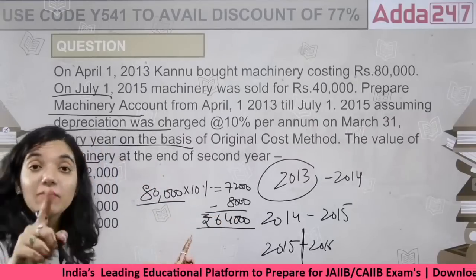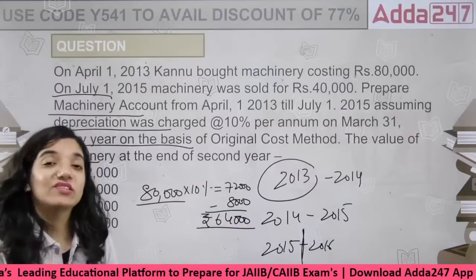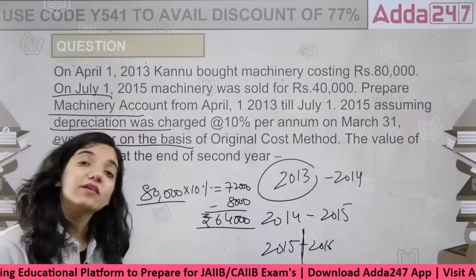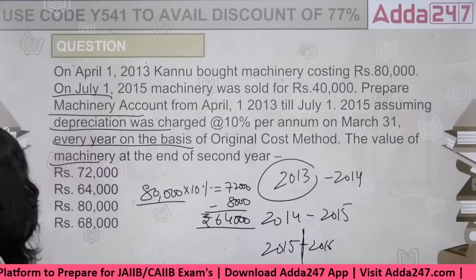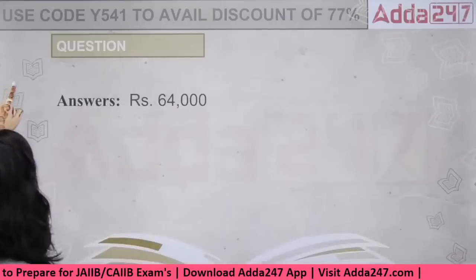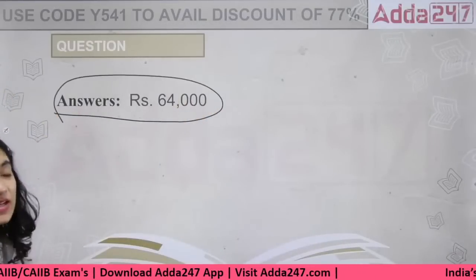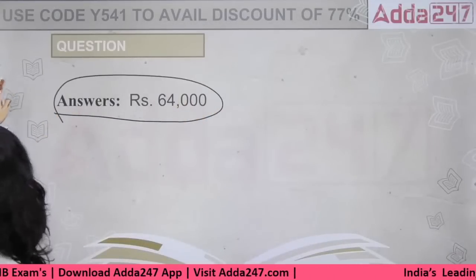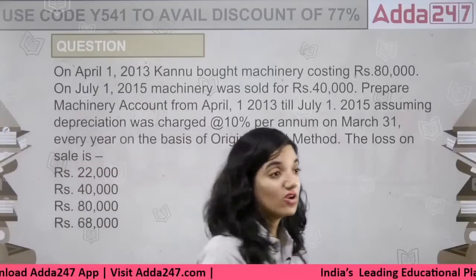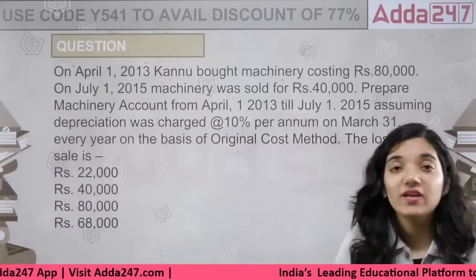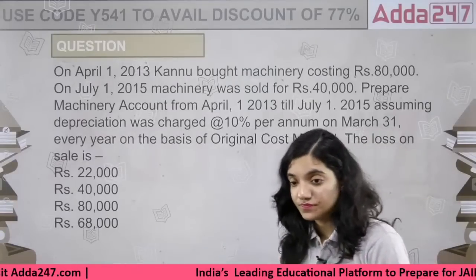For the third year, remember, if the question says for the third year, we will not charge depreciation for the entire year because it's used for barely 3 months, right? So in this case, the correct answer is going to be 64,000. These kind of questions can be asked, and sometimes they also ask you to find the loss or the profit on the sale of that particular asset as well. So we have to be very clear how we are dealing with this problem.